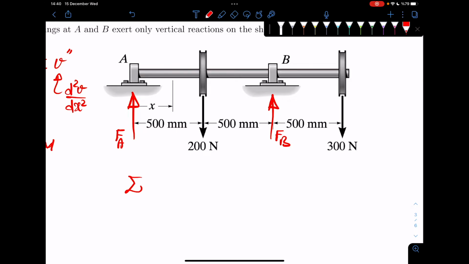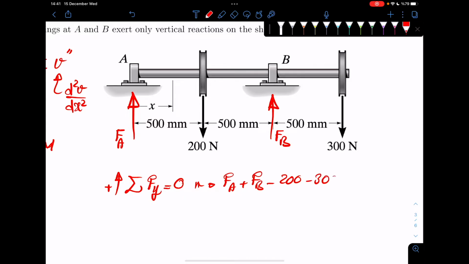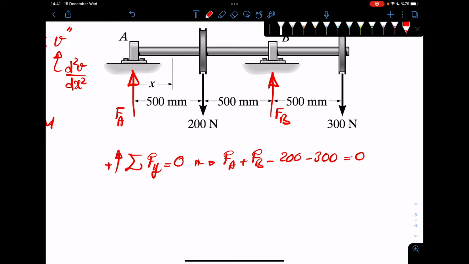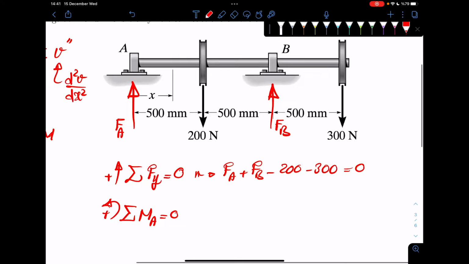Our first equilibrium equation is that the sum of the forces in the y direction is 0. Assuming upward is positive, you would say then FA plus FB minus 200 minus 300 is 0. That's your first equation. The second equation would be equilibrium of moments with respect to point A is 0, assuming, again, counterclockwise is positive.